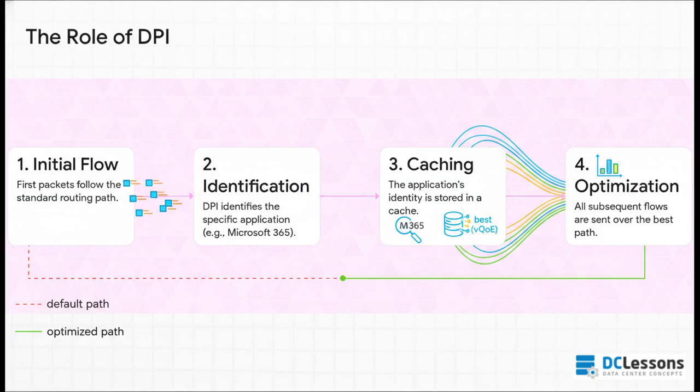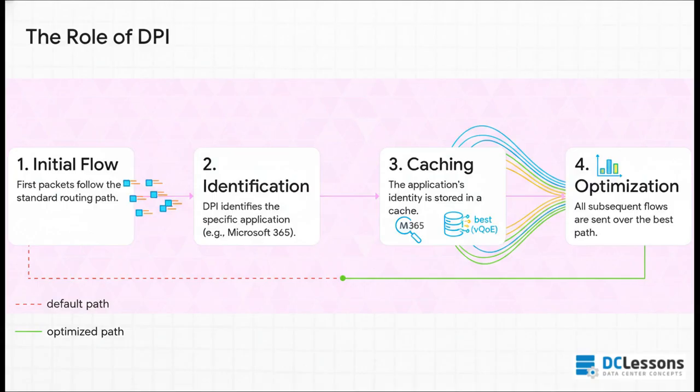So a user opens up Outlook for the first time. The very first packets of that connection just follow the normal default route. But while that's happening, the DPI engine on the router is looking at the traffic. And after just a few packets, it goes, aha, this is Microsoft 365 traffic. It then sticks that info in its cache.